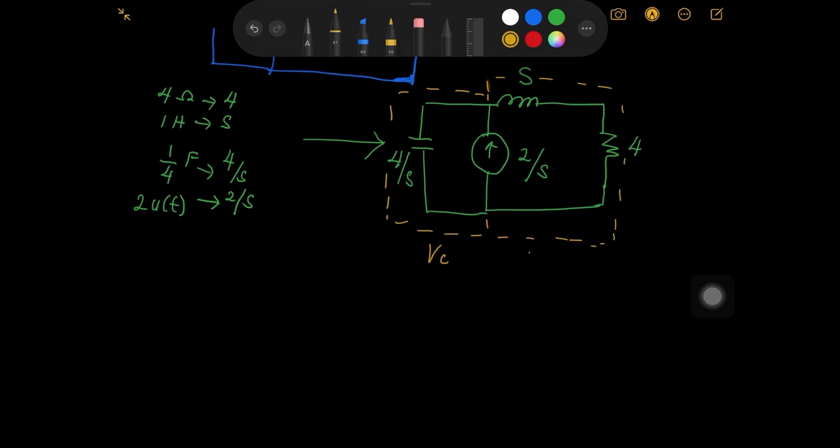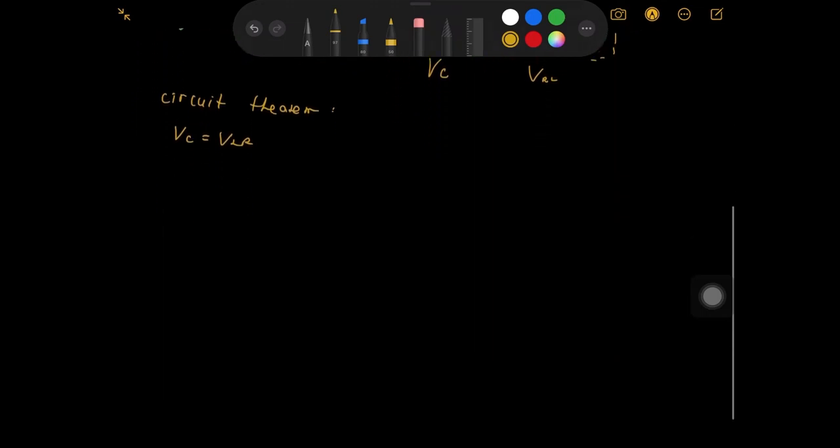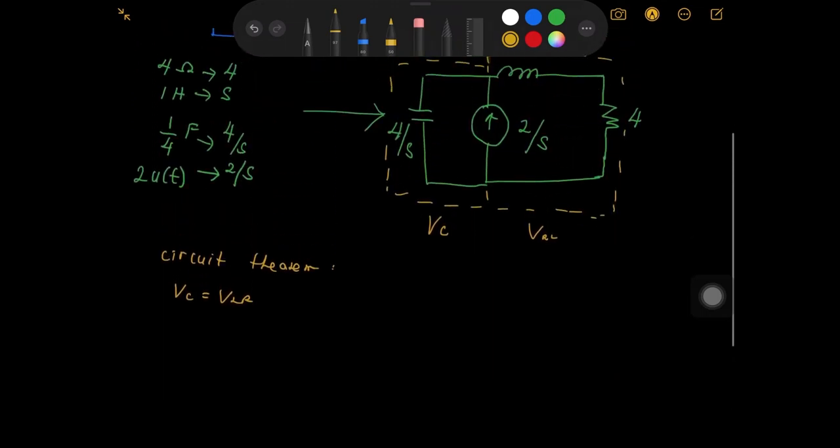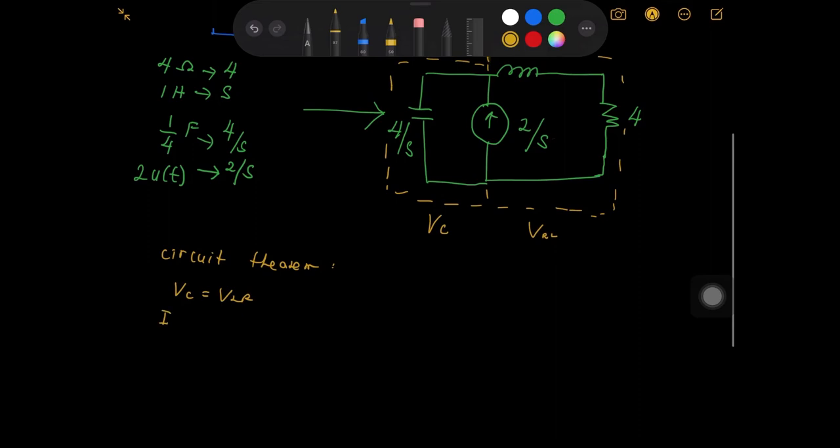By observing the circuit, you can use a theorem. You can see that VC, the voltage on the left, is the same as the voltage on the right. On the left there is one component, which is the capacitor, while on the right the components are the resistor and also the inductor. So basically, we have VC equals VRL.